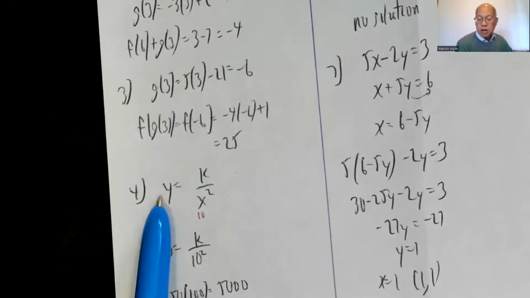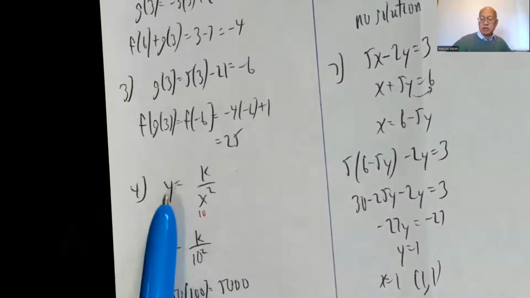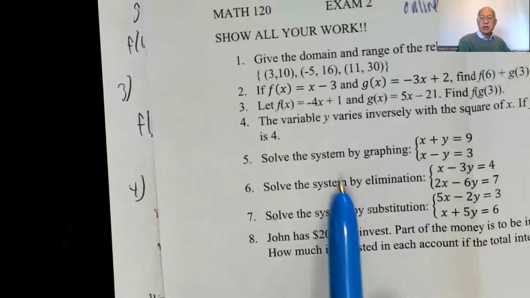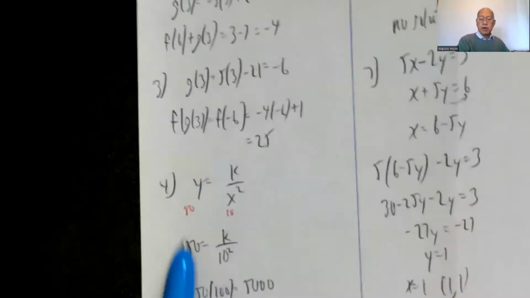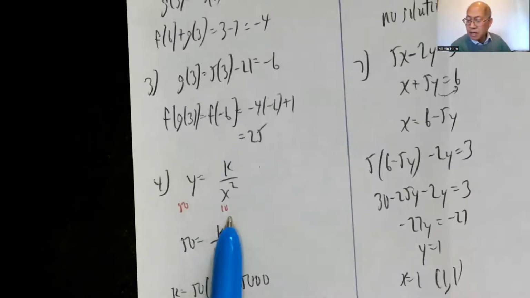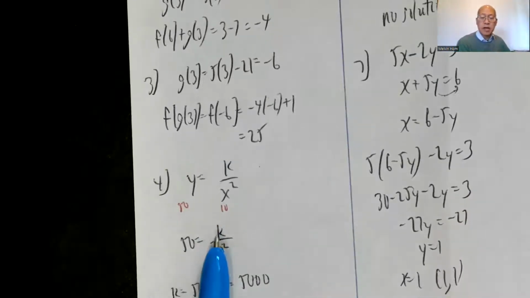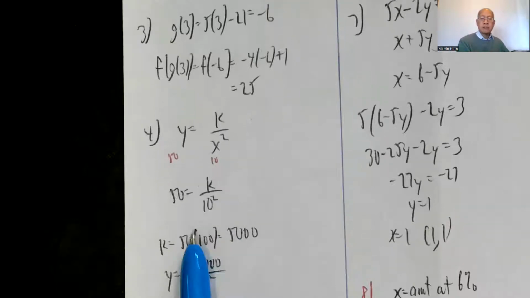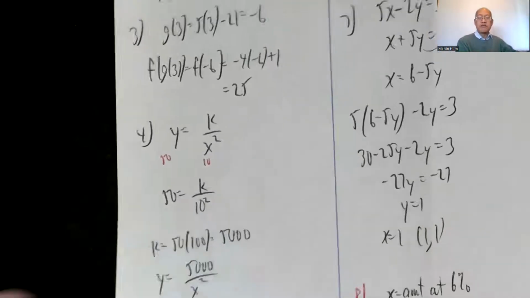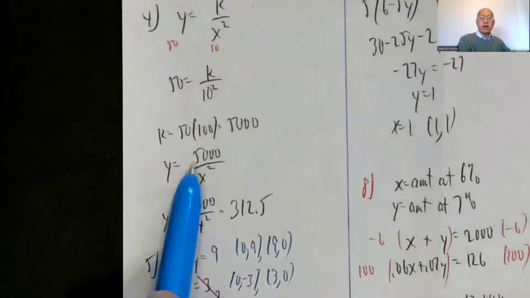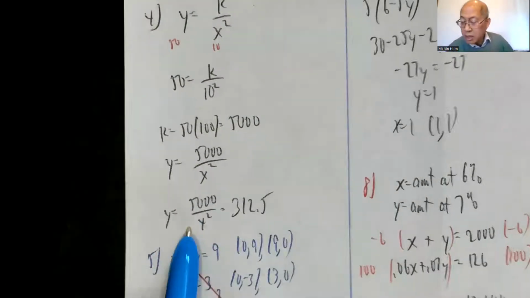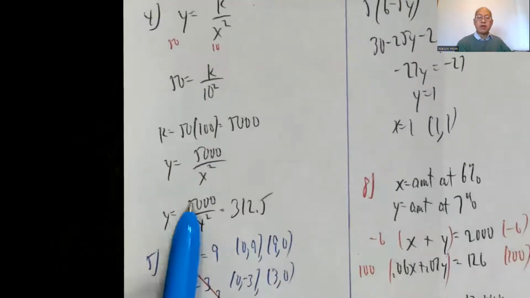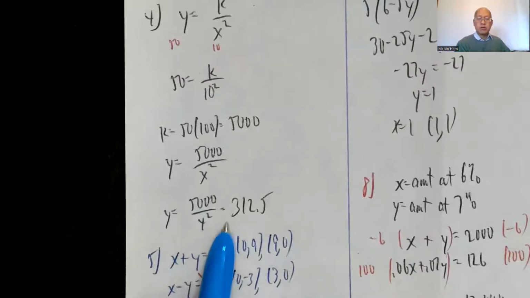Number 4, y varies inversely with the square of x. So inversely with the square of x means y equals k over x squared. Put a 50 here and a 10 here. So 50 equals k over 10 squared, which is 100. Multiply both sides by 100. So k is 5,000. So y is 5,000 over x squared. And now they tell me to plug in 4. So y is 5,000 over 4 squared, or 312.5.